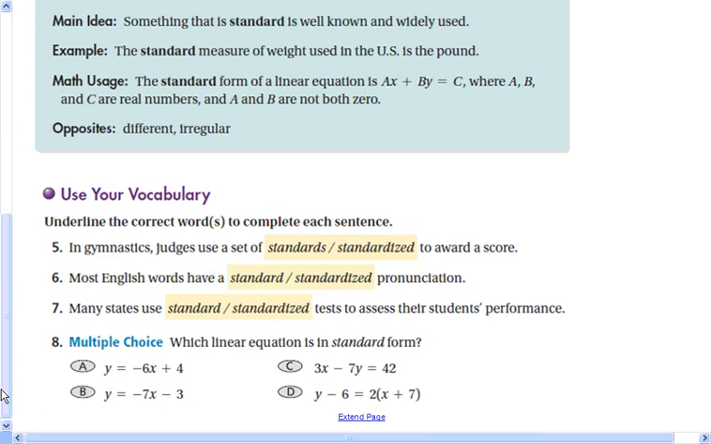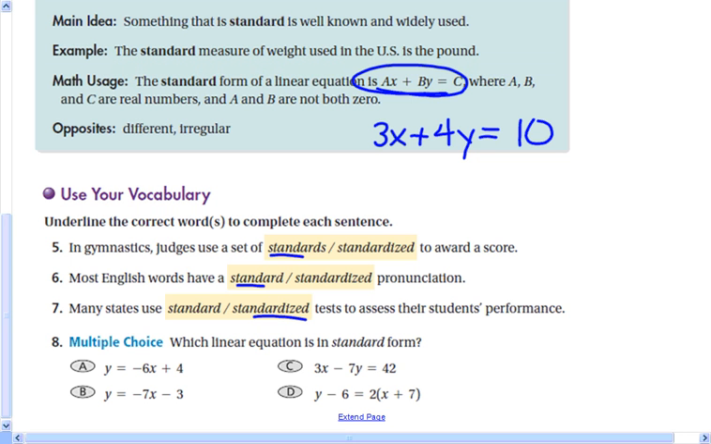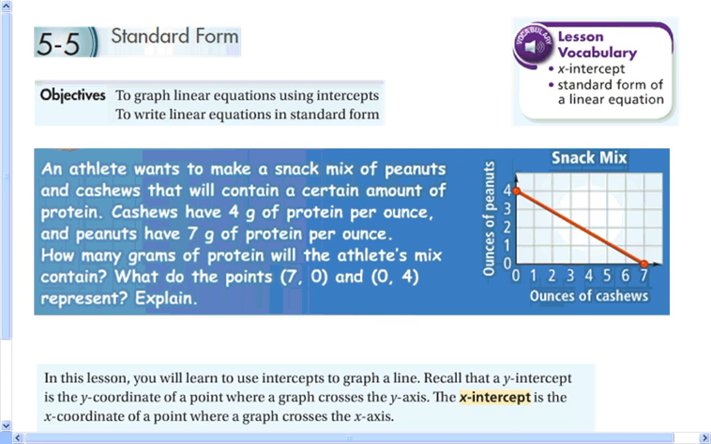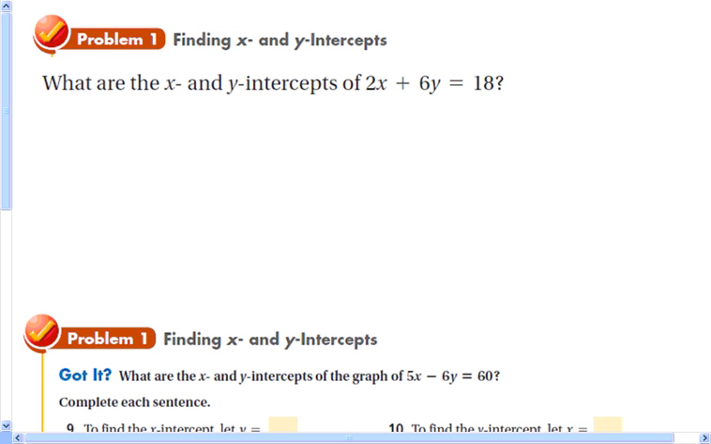One thing, make sure you take note of the vocabulary that standard form means an equation written like this. So here's an example, 3x plus 4y equals 10. That's written in standard form. All right.